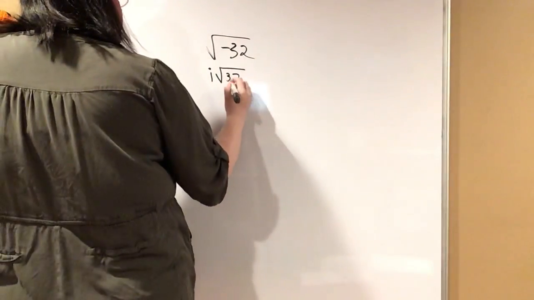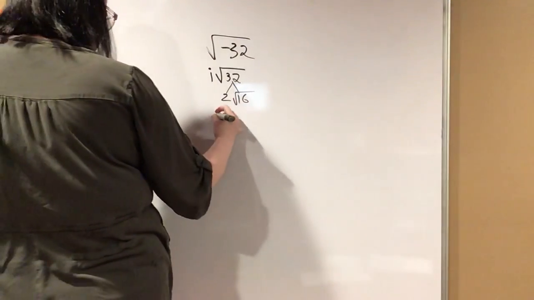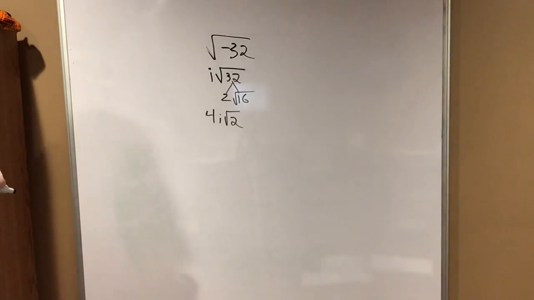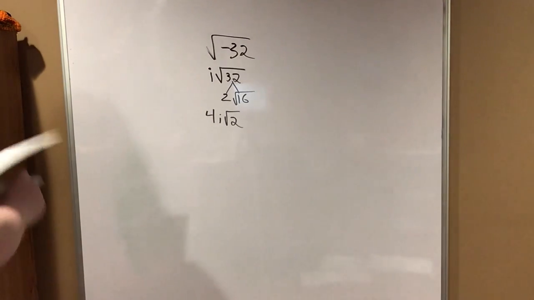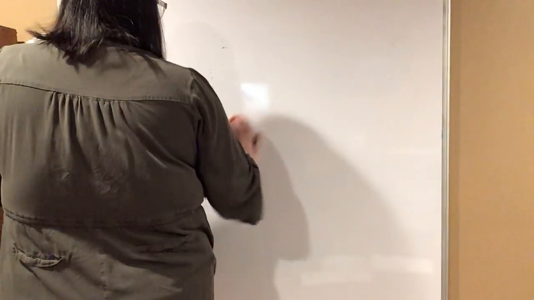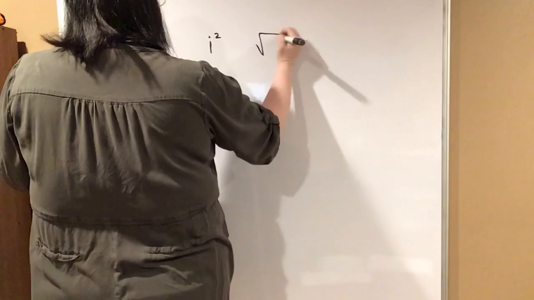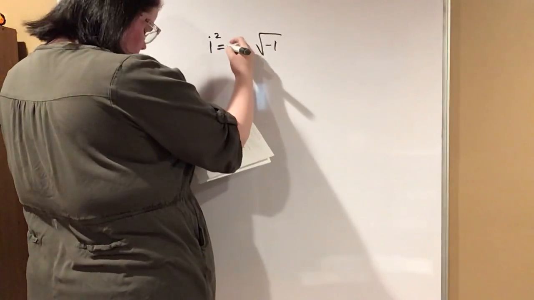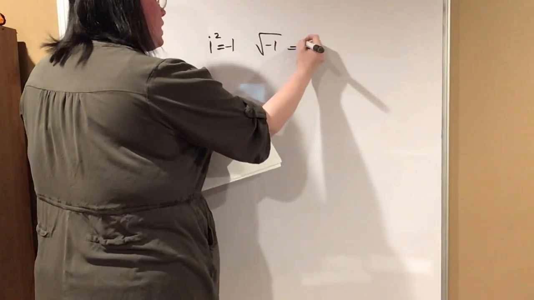So 32 divided by 2, 16, and we know the square root of 16 is 4. When I take that out, I actually have 4i square root of 2. So that's my actual answer here, because I was able to pull out an imaginary number. Now the reason I'm able to do that, I will show you. We have i squared equals negative 1. The square root of negative 1 equals i.